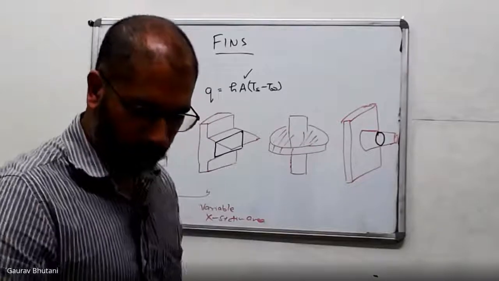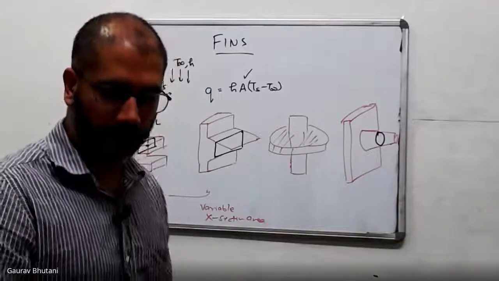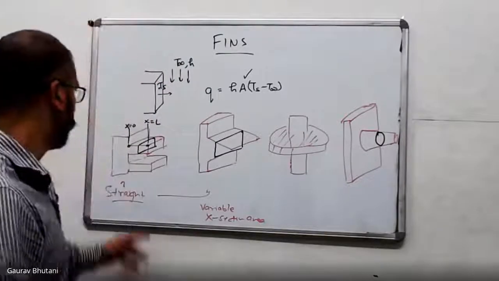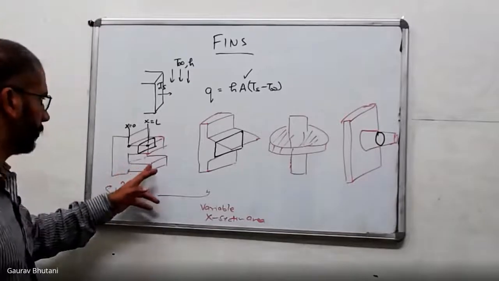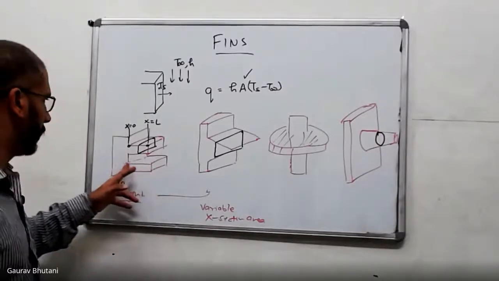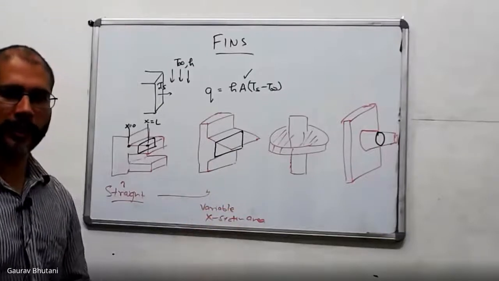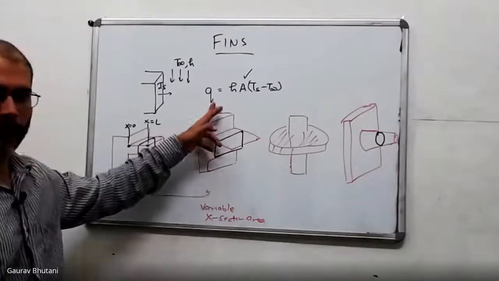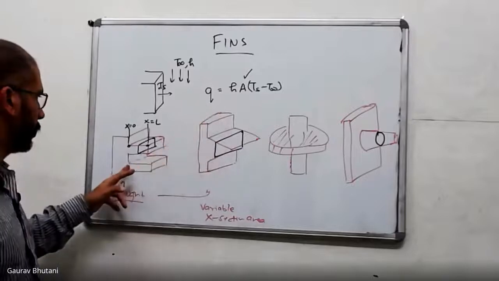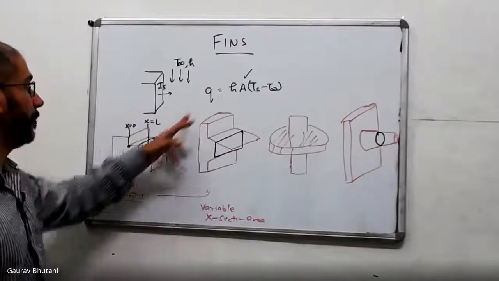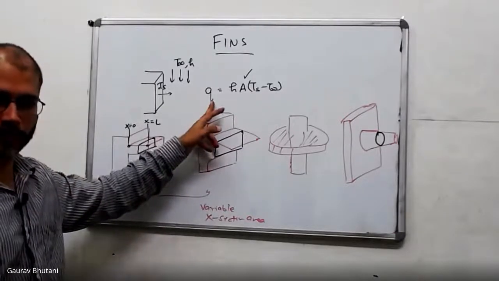So let's analyze the fins. Ultimately, remember the aim is still the same, to find the temperature distribution inside the fin. Okay, so if we get that, then we can get the rate of heat flow, and our job is to actually increase the rate of heat flow, this Q. Okay, so if we can find the temperature distribution inside the fin, then we can get this Q.